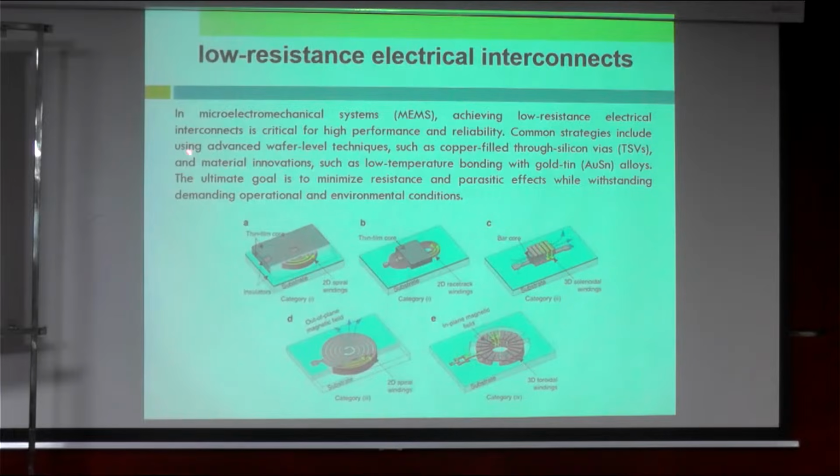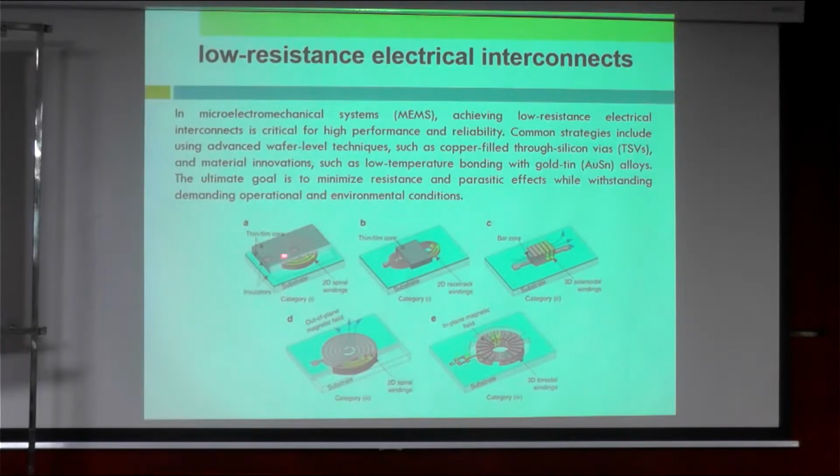Common strategies include using advanced wafer level techniques such as copper fill through silicon via. So we have learned about silicon via, creating a hole through a silicon surface from top to bottom, so as to connect another chip. And materials innovation such as low temperature bonding with gold tin alloys. The ultimate goal is to minimize resistance and parasitic effects while withstanding demanding operational and environmental conditions.